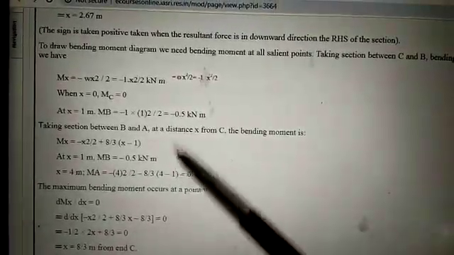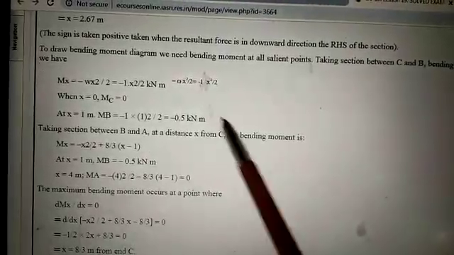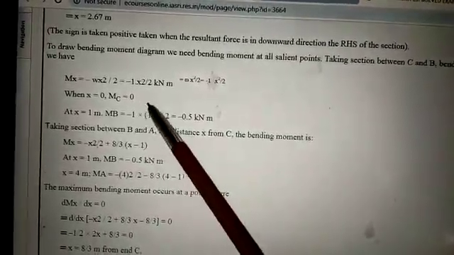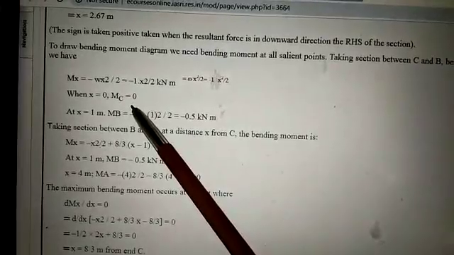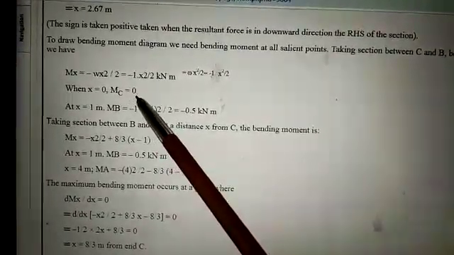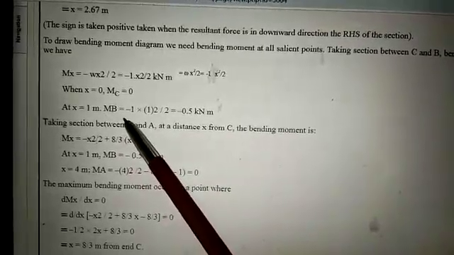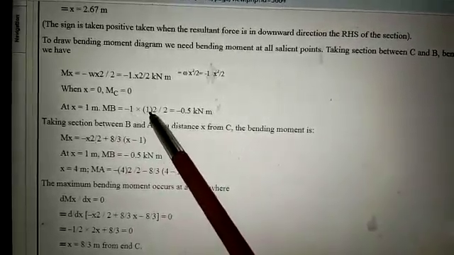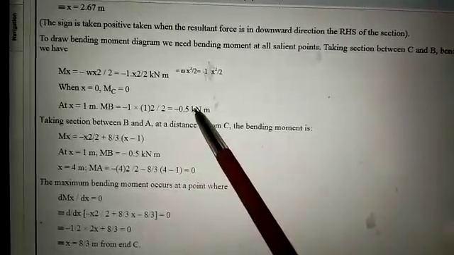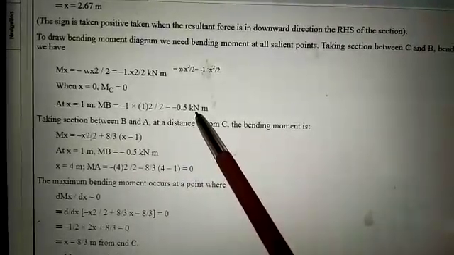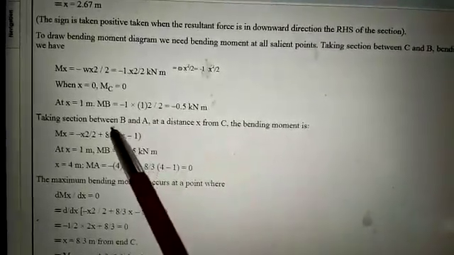Now when x is equal to 0, that is at point C, it comes out to be 0. At x equal to 1 meter, the value of Mx is minus 1 into 1 square by 2, so it is minus 0.5 kilonewton meter.